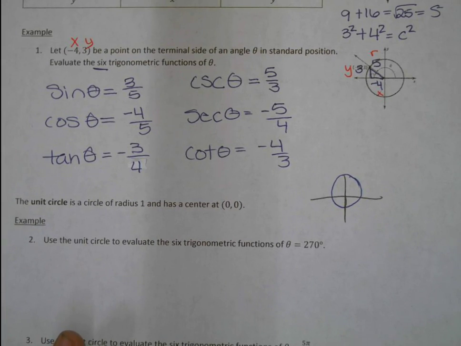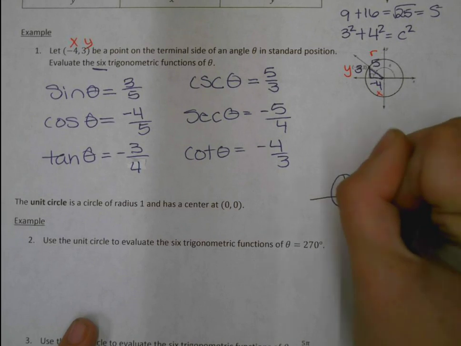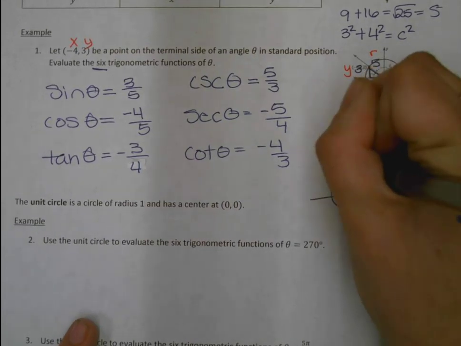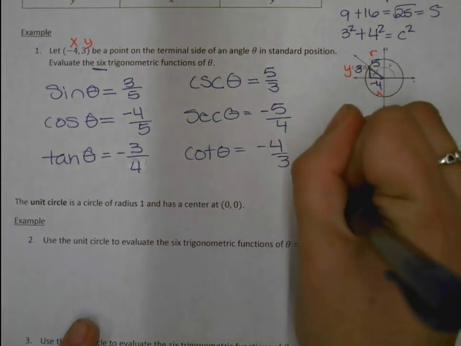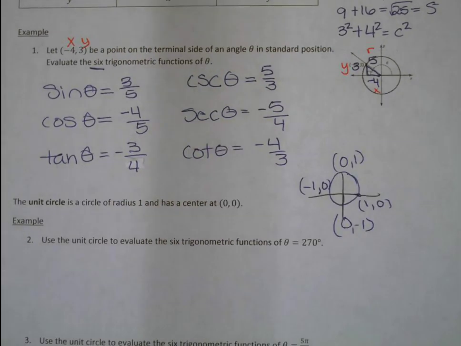Anyways, each point, this is 1, 0. This one's 0, 1. This one's -1, 0. And the bottom one is 0, -1. So basically it has a radius of 1, and then those are my x and y values. Questions on what a unit circle is?